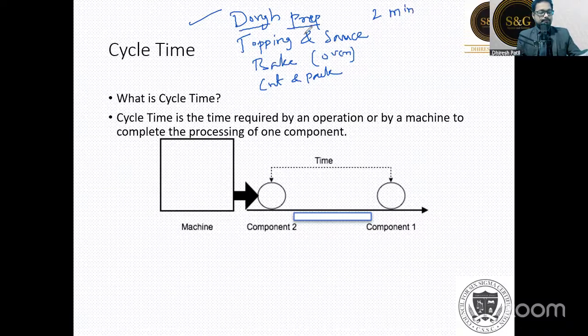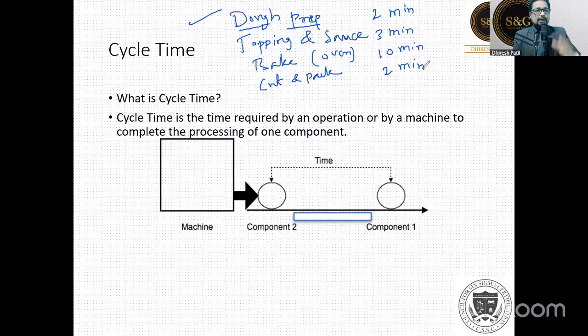Are you clear? If topping and sauces take 3 minutes, that is the cycle time of this process step. If baking takes, let's say, 10 minutes, that's the cycle time. Cutting and packing takes 2 minutes, that's the cycle time of cutting and packing. Everybody with me? To process one unit, how much time are you taking? That is called cycle time. Are you clear with this?